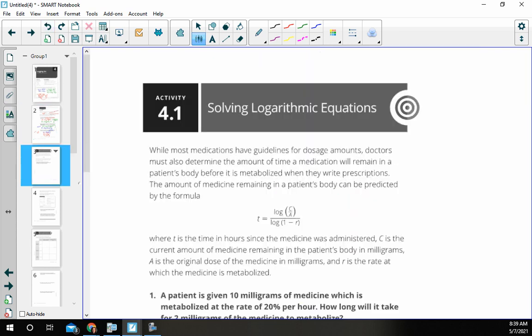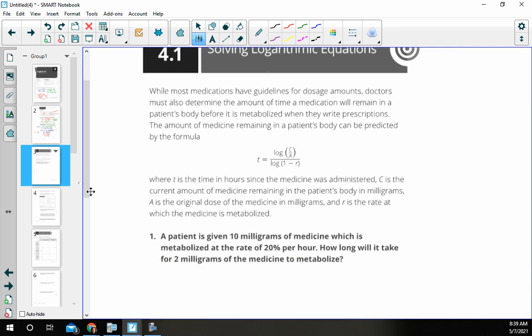Okay, so while most medications have guidelines for dosage amounts, doctors must also determine the amount of time a medication will remain in the patient's body before it is metabolized when they write prescriptions. The amount of medicine remaining in a patient's body can be predicted by this formula, where T is the time in hours since the medicine was administered.